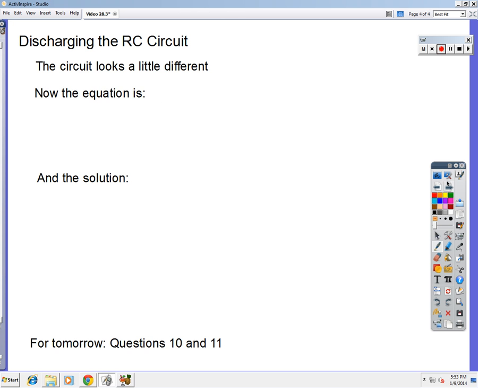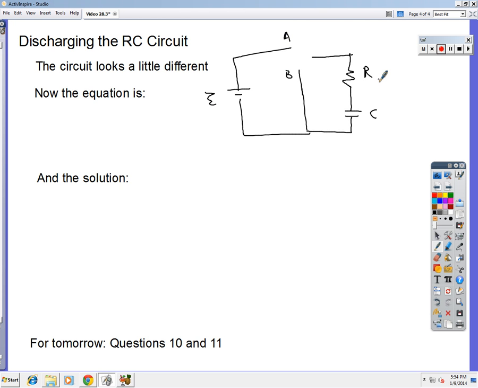But now, we're going to look at discharging the RC circuit. So now we switch that, we've still got our basic circuit here. At this point, the circuit is charged, the capacitor is charged. So there's a positive charge on it. And now we're going to flip the switch to B. When we do that, we've effectively removed the battery from the circuit, and the current will now flow in that direction.